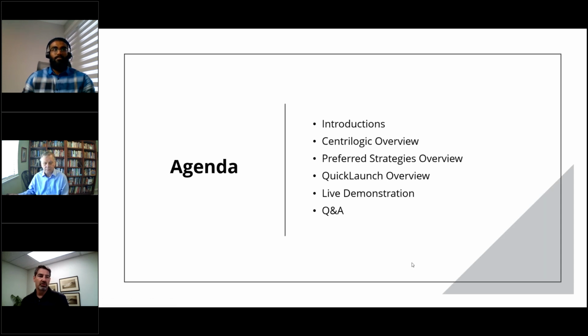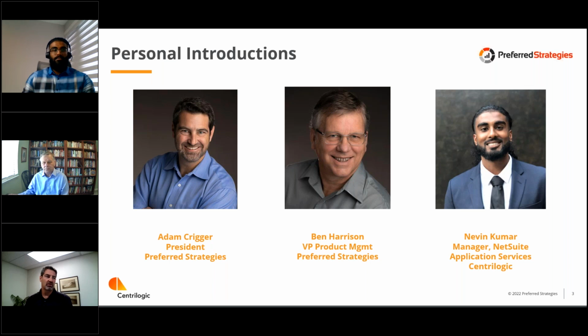So a little bit about ourselves on the call. Again, my name is Adam Krieger. I'm the president and founder of Preferred Strategies, and I came from an ERP background in finance, and that's how I got engaged in the domains that we're in today. Ben, if you want to go next.